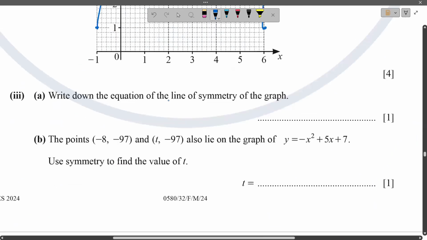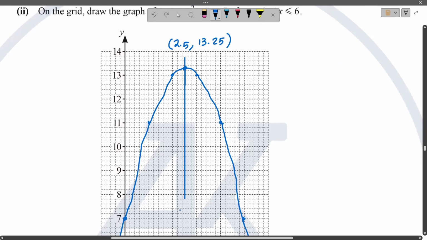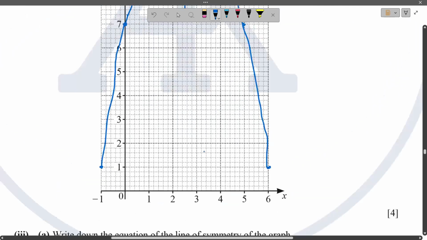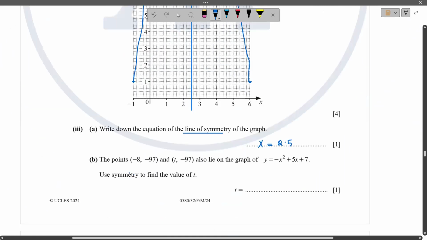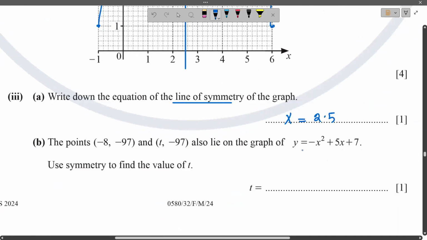Write then the equation of the line of symmetry. This is the line that I was drawing here, this line. So the equation here will be x equals 2.5. It's passing through 2.5, and it's a vertical line. The point, this and this also lies in the graph.